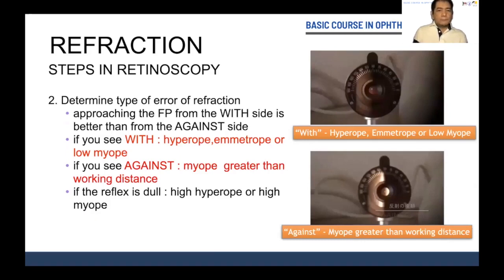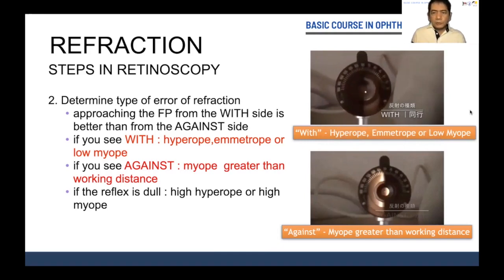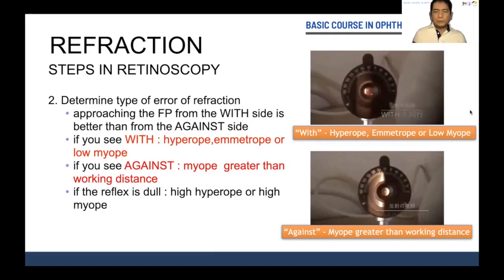Okay. Next is determine the type of error of refraction. Approaching the far point from the with side is better than from the against side. Meaning to say, when you start doing retinoscopy and observing the reflex, you start working on the with side. So in the upper video on your right, you have a with motion, and you will only see with motion in cases of hyperopia, emmetropia, or low myopia.